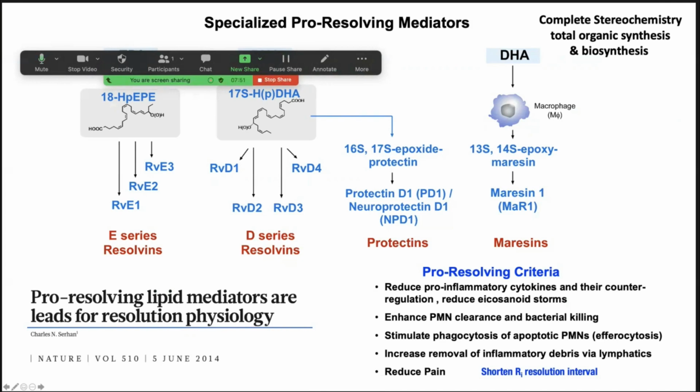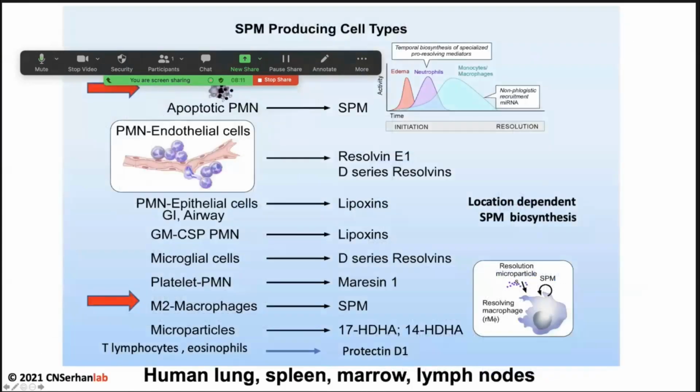We were also able, with the resolvins in hand, to introduce criteria for pro-resolving actions, and the most important of which in vivo is the shortening of resolution interval, R sub I, and of course, reduction in pain.